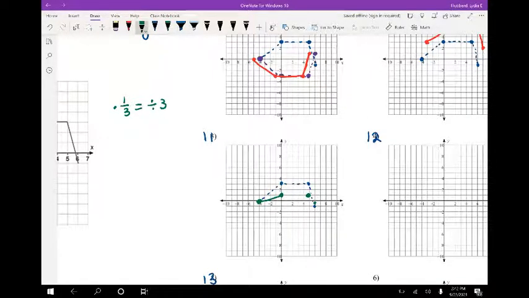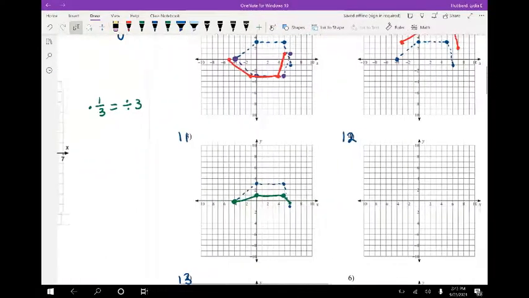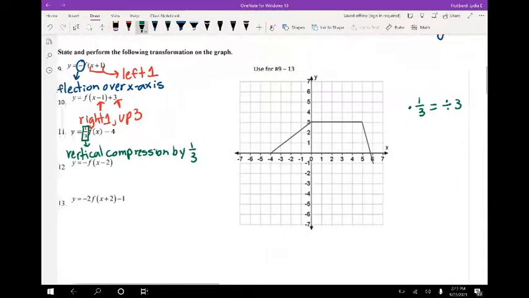And so this graph will look like this. It should look squished because it's a compression, and in fact, it does. But we're not quite done yet. Sorry, I should have done that as a dotted line. We still have to do any other transformations that are attached to this.